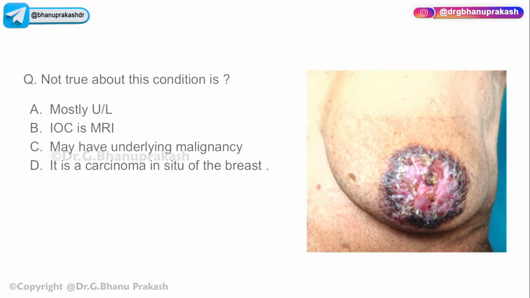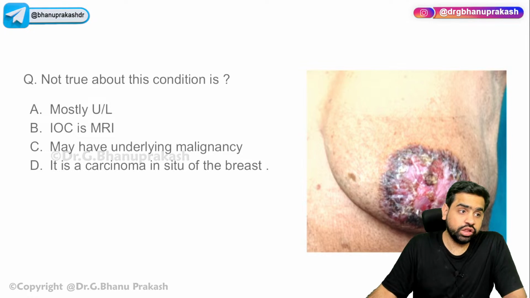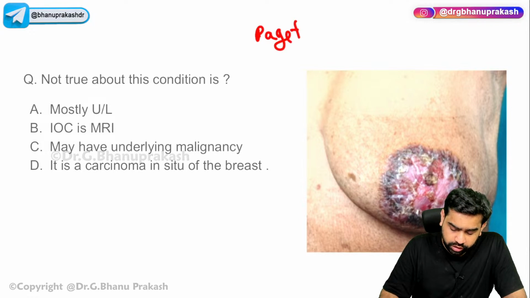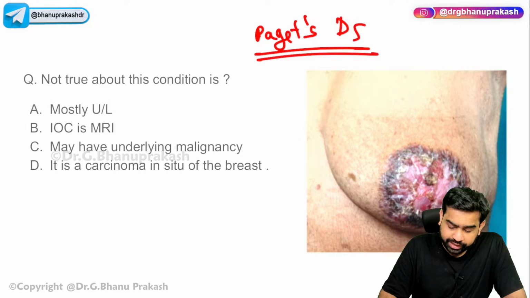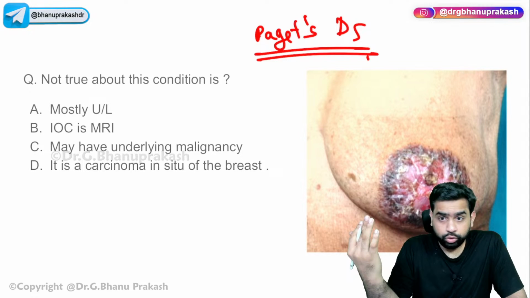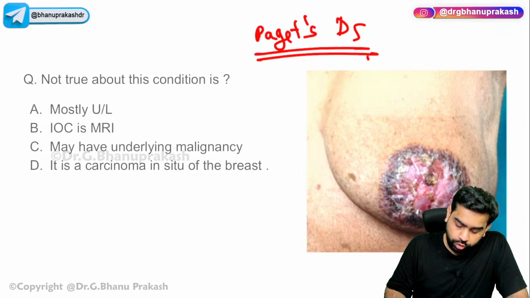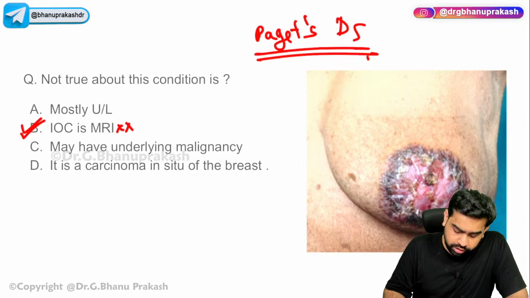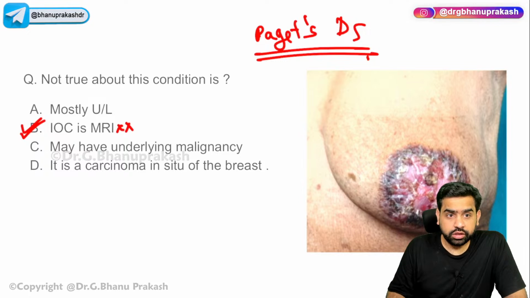So guys, we just talked about the indications of the MRI in the breast, right? Did I mention this? First of all, what is the diagnosis over here? The diagnosis of this particular patient is Paget's disease. Did I even mention Paget's disease in the MRI indications? No, not really. So MRI is not the investigation of choice. The answer is B.